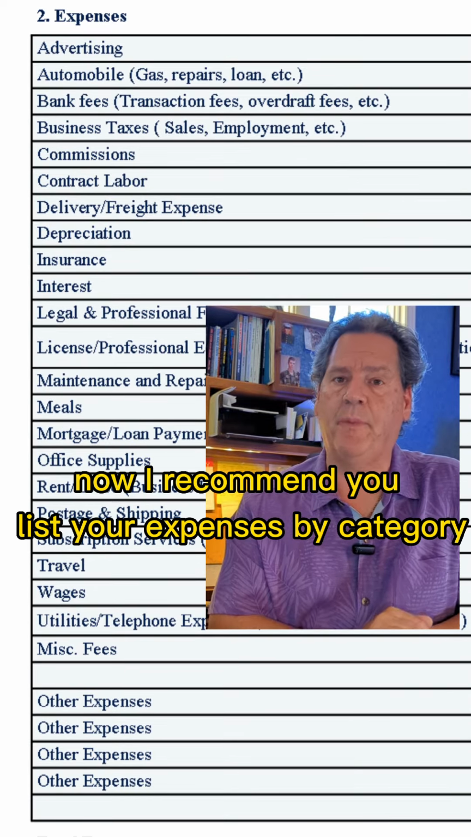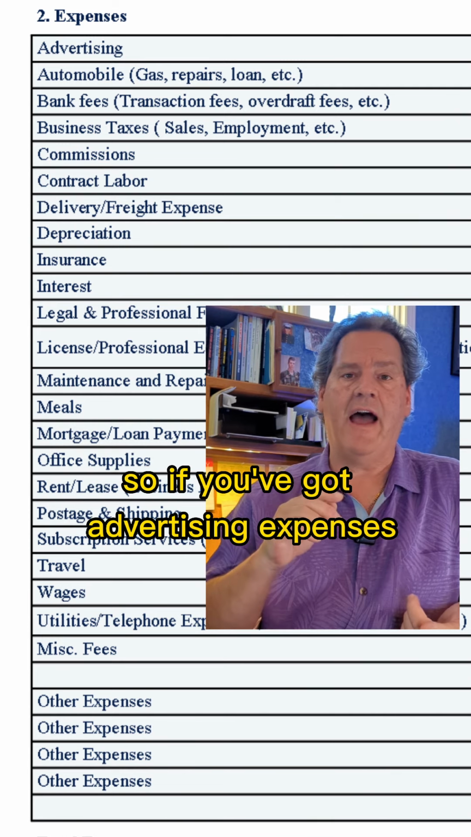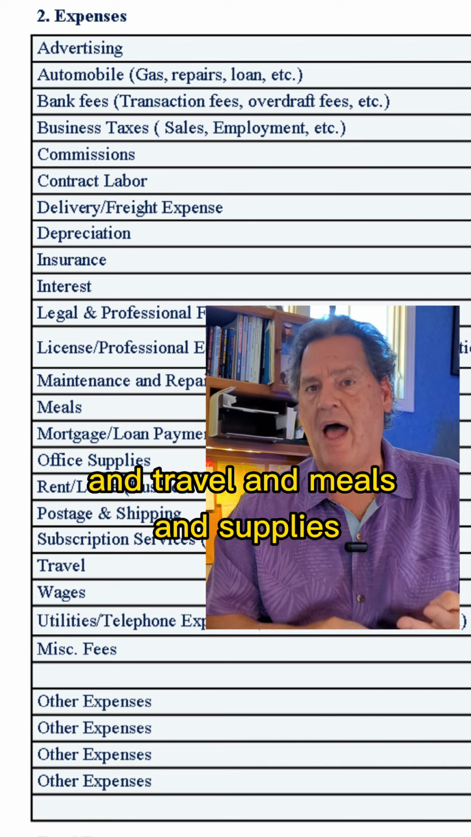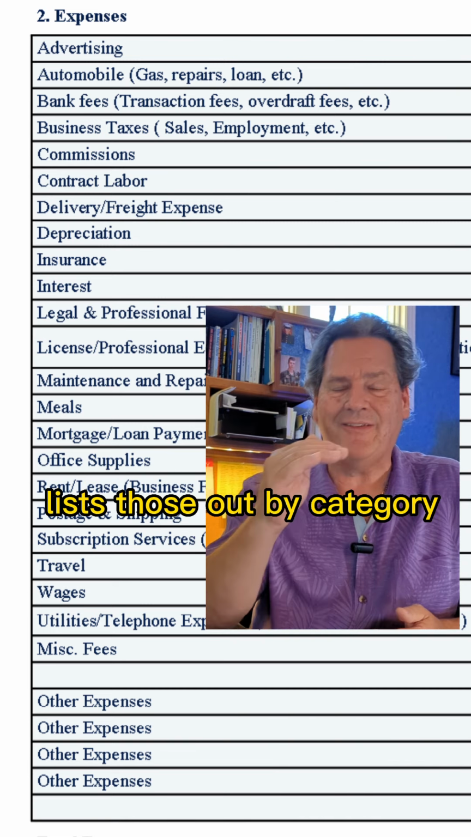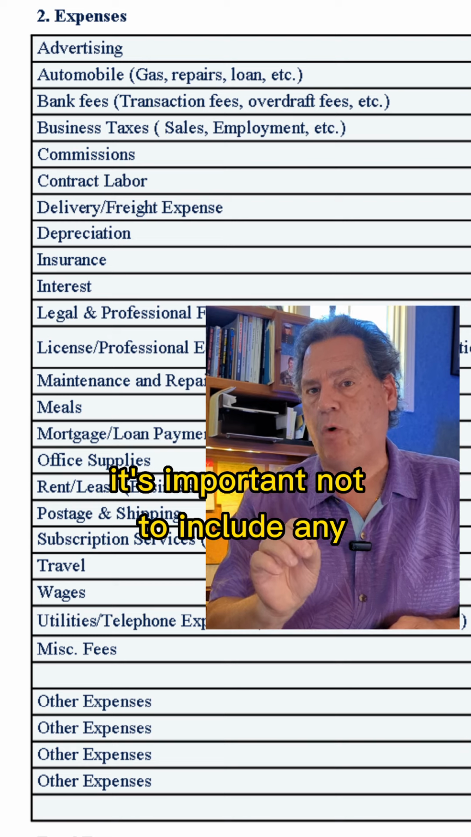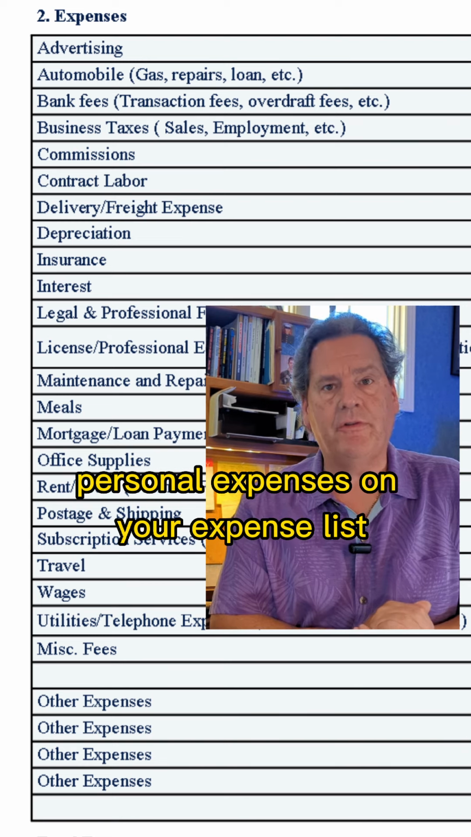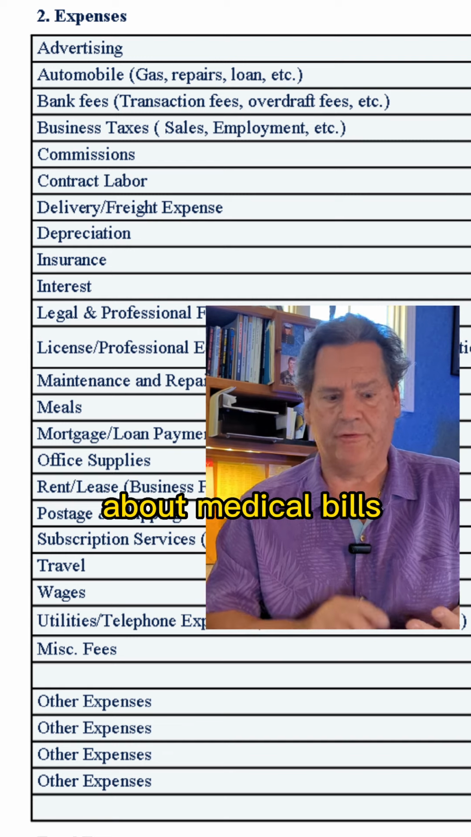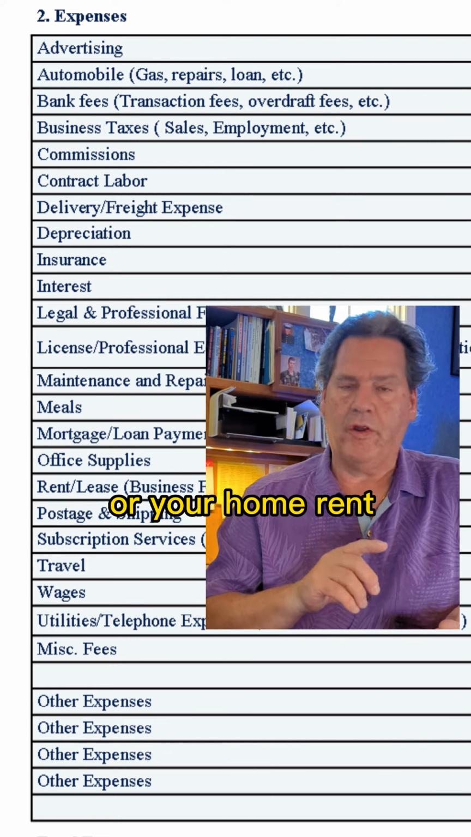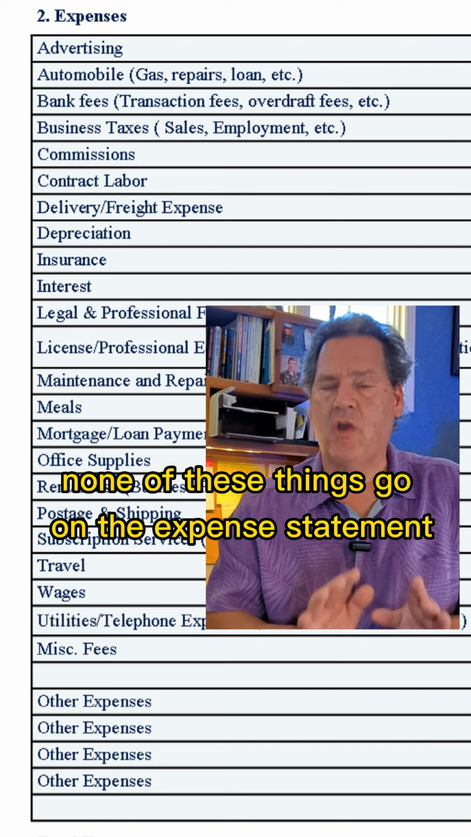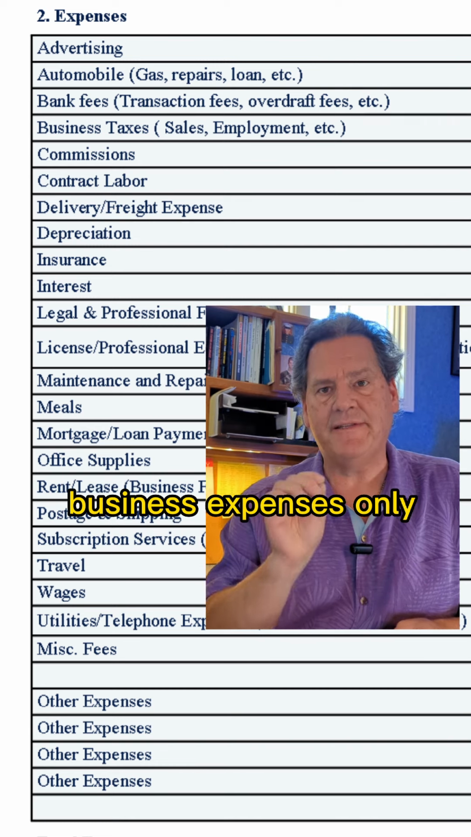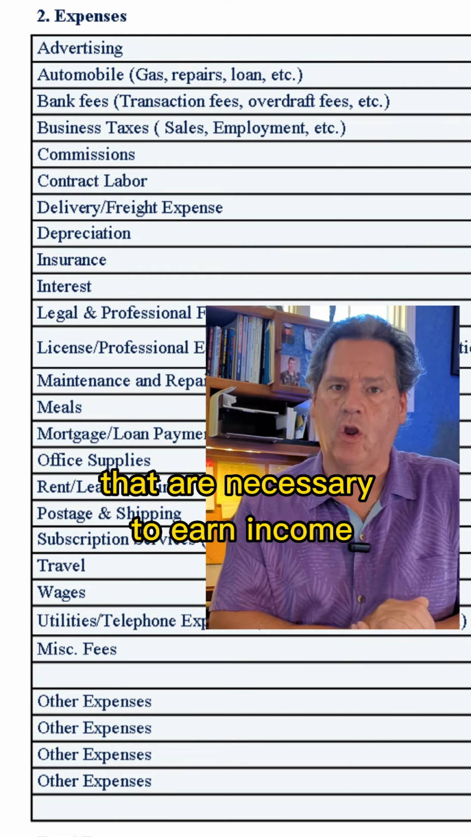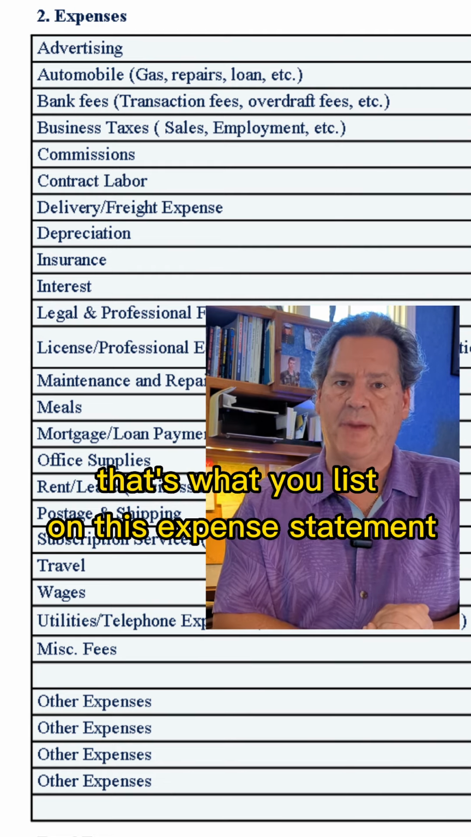Now, I recommend you list your expenses by category. So if you've got advertising expenses and travel and meals and supplies and office tools and equipment, list those out by category. It's important not to include any personal expenses on your expense list. We're not talking about medical bills or charitable contributions or your home rent. None of these things go on the expense statement. Business expenses only. What are the expenses you incur that are necessary to earn income? That's what you list on this expense statement.